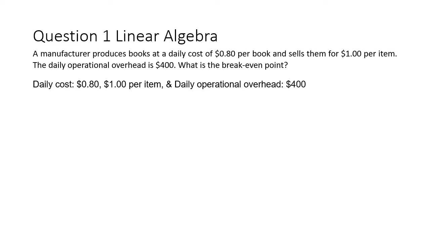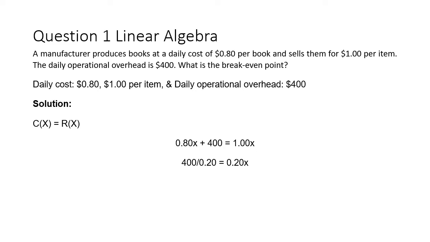So here we can note down that the daily cost that the company incurs is 80 cents and it sells the book for $1 per book, or you can say per item. And daily operational overhead is 400. Solution. Here we are to use the cost is equal to revenue equation. So our cost from the question itself would be 80 cents x plus 400 is equal to $1 x.